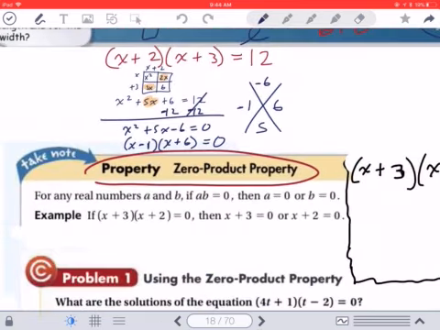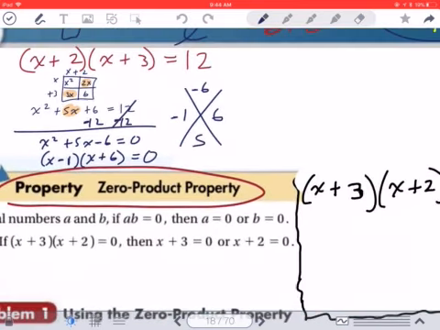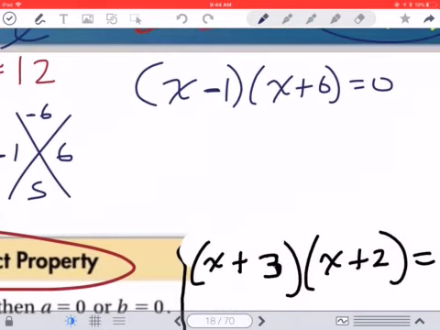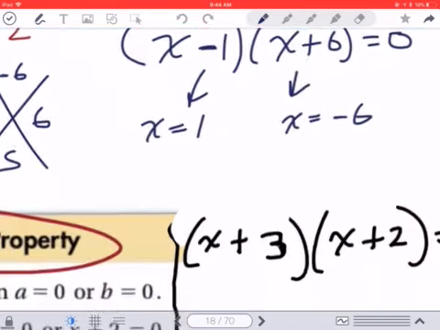And then I want to think about what the solutions are here. So I have x minus 1, and this is the zero product property, times x plus 6 equals 0. Well, what solutions make this true? If I make one of these 0, and I multiply it by the other one, it's going to equal 0. So here the solution would be x equals 1. And here the solution would be x equals negative 6. So let's see why that works.